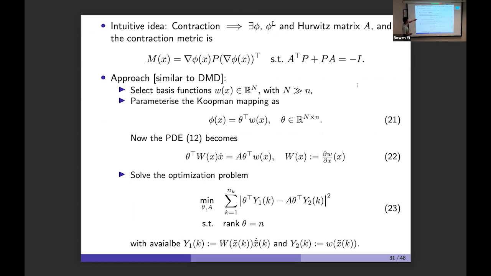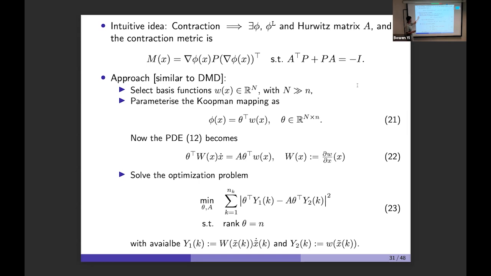Our intuitive idea is that for a given system, if it's contracting, then we can always find the Koopman mapping and its inverse mapping with a Hurwitz stable matrix A, so that the contraction metric can be parameterized as done in our proposed equivalence. So our approach to learn the contraction metric is very similar to DMD.